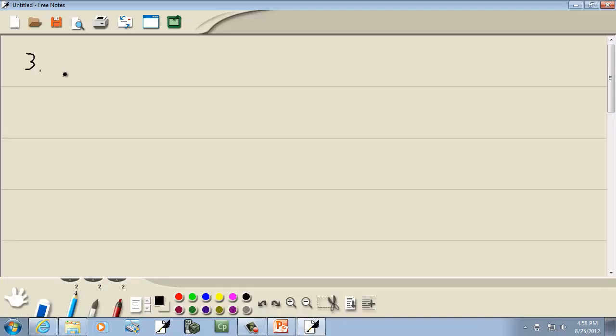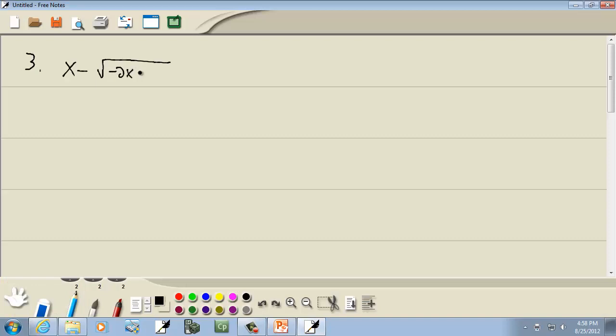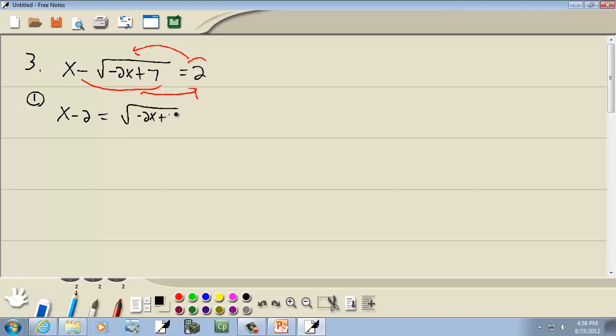Okay, so we got x minus the square root of negative 2x plus 7 equals 2. Now our first step said to get a radical by itself. So I'm going to take this radical here to the right side, and I'll take the 2 to the left side. The reason why is it'll get rid of the negative before the radical. So this becomes x minus 2 is equal to the square root of negative 2x plus 7. Remember, when you take anything across equals, no matter what it is, the sign changes.